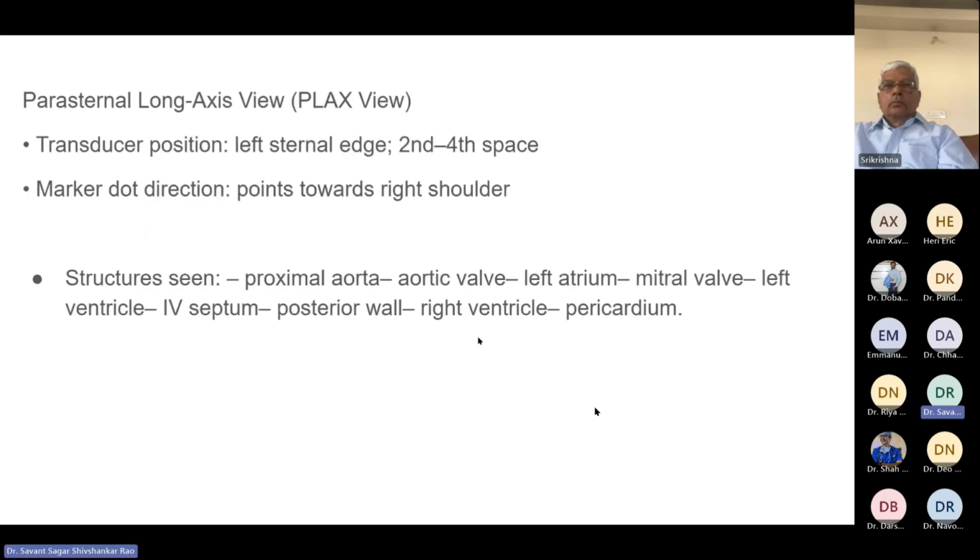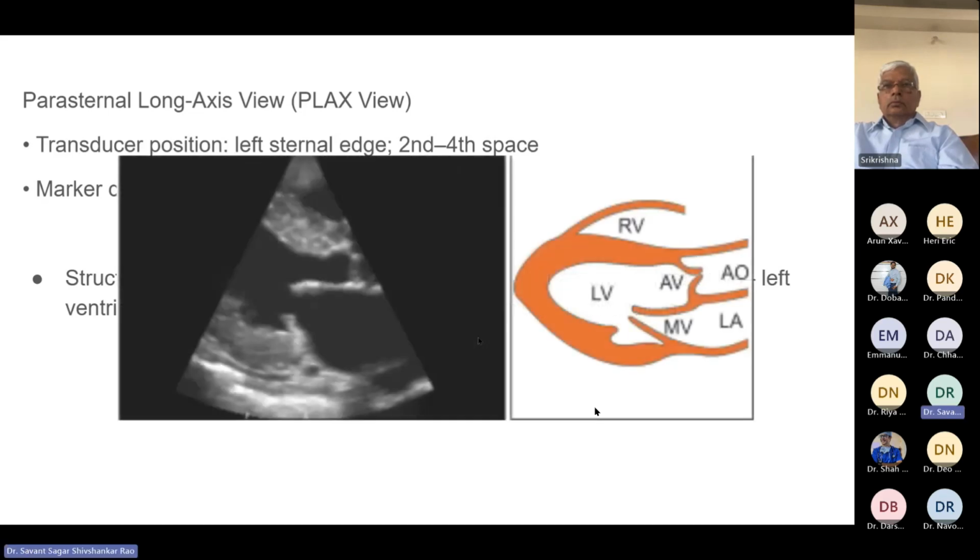Parasternal long axis view, in which the transducer is kept with its marking directed towards the right shoulder, mainly in the second to fourth rib spaces on the left side of the sternum. The structures which are seen here are proximal aorta, aortic valve, left atrium, mitral valve, left ventricle, interventricular septum, posterior wall, right ventricle, and pericardium. So this is the parasternal long axis view.